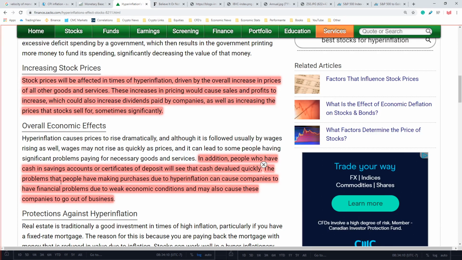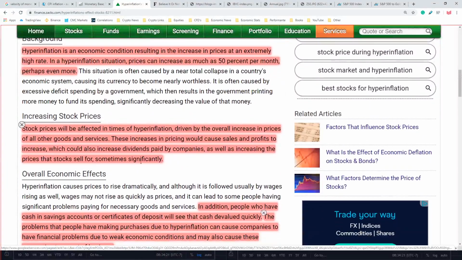The problem that people have making purchases due to hyperinflation can cause companies to have financial problems due to weak economic conditions and may also cause these companies to go bankrupt. So yes, stock prices are rising, but it's not like the actual value of these corporations is increasing. And we'll look at the comparison versus the currency and the actual stock, because what you're comparing it to really matters.